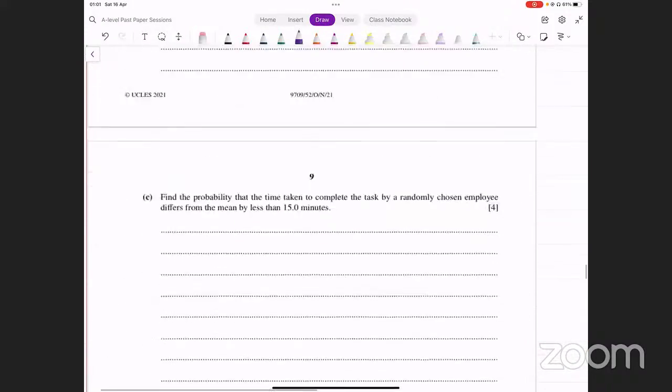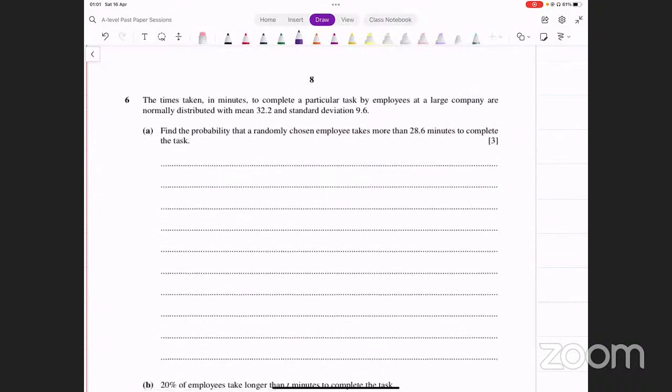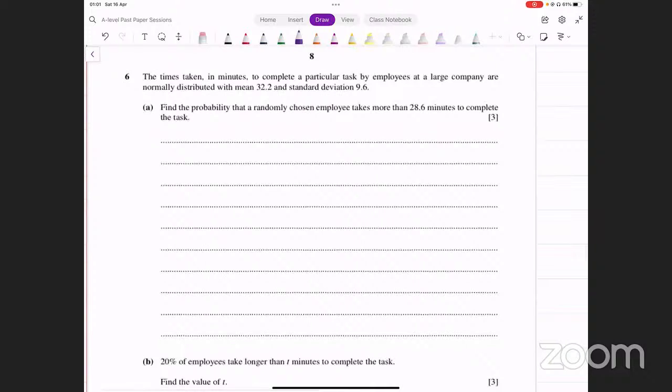Okay, this is the last question that we're doing from this paper, and then one question from the other paper. Then we end. The times taken in minutes to complete a particular task by employees at a large company are normally distributed with mean 32.2 and standard deviation 9.6. Find the probability that a randomly chosen employee takes more than 28.6 minutes to complete the task.